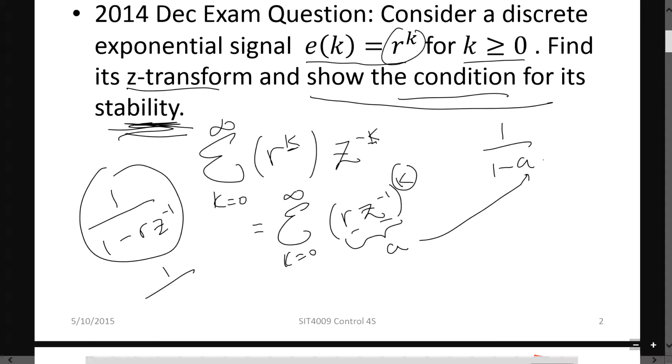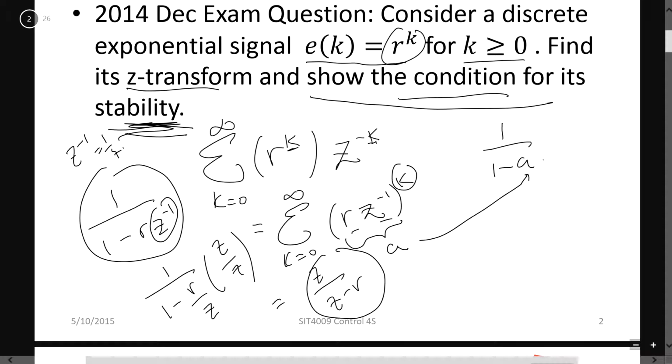I can simply rewrite this as 1 over 1 minus r over z, because z^-1 is equal to 1 over z. Then I can simply rearrange by multiplying by z over z. Everything becomes z over z minus r, and this is the z-transform of our r^k, which, if you remember, is the exponential term.